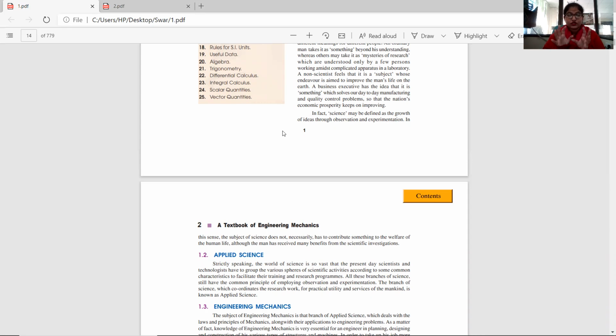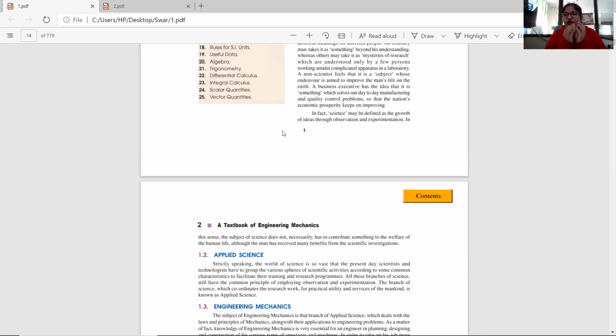The world of science is very vast. So if we take the term applied science, what is applied science? It is a branch of science which coordinates research work for practical utility and service of mankind. That is known as applied science.